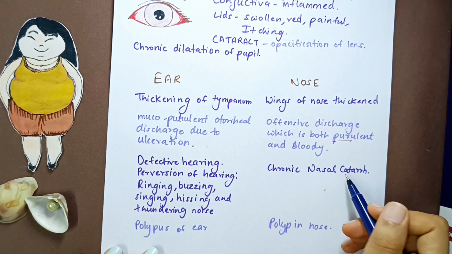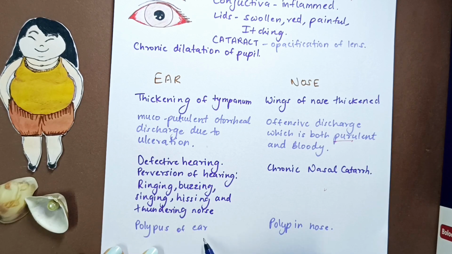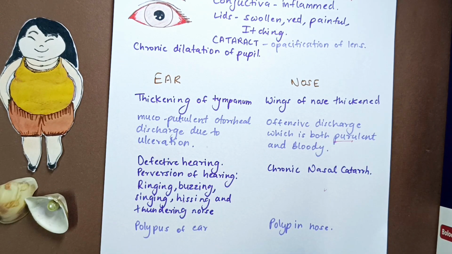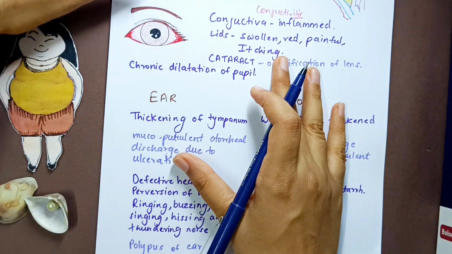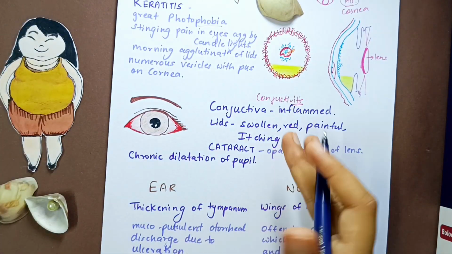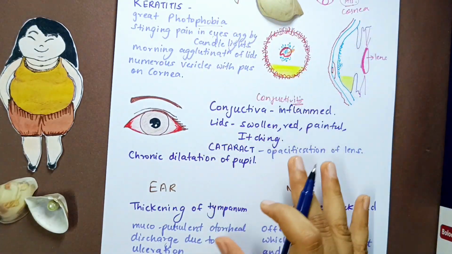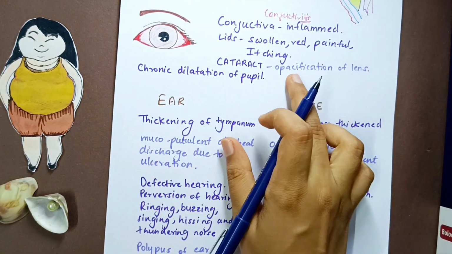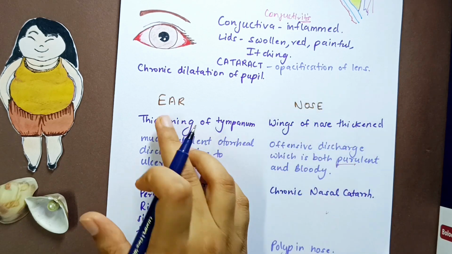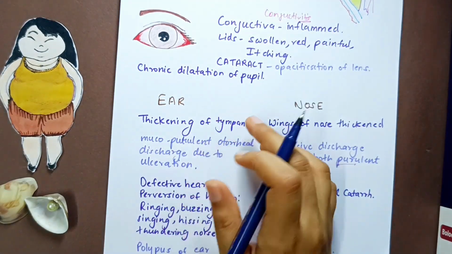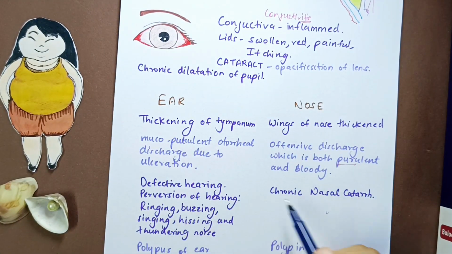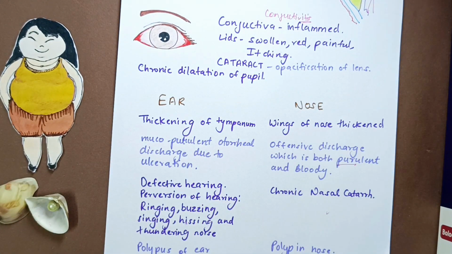And chronic nasal catarrh is there. So this is also there. Polypus of nose and polypus of ear. So both of them have polyp as well. Isn't it very easy to remember because of the similarities that they all have? We've seen in the eye also there is ulcer formation, pus formation, inflammation, and opacification. And here also there is thickening. Opacification is also a type of thickening only. So there's thickening. Then there is ulcer. And then there is discharge, which is purulent. Okay. And polyp is also present in all three.